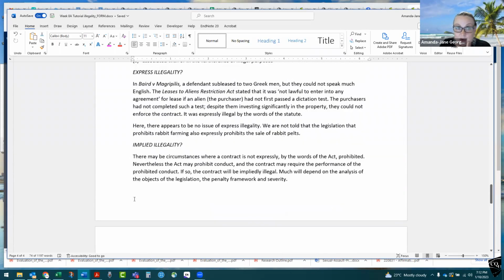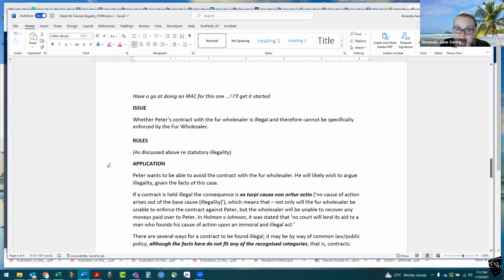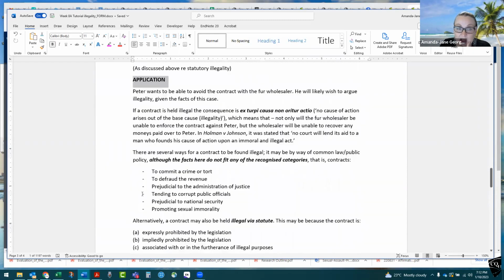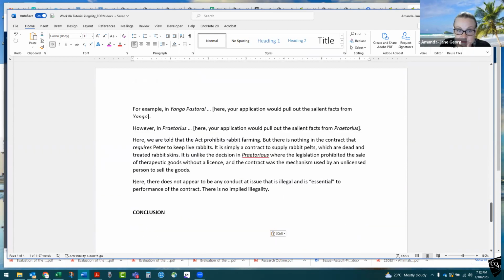So that's why this is called the application section. You apply the law to the facts. Here, we're told that the Act prohibits rabbit farming, but there's nothing that requires Peter to keep live rabbits. The contract's simply about pelts. So it's not like the decision in Pretorius, that Therapeutic Goods Act case that I told you about. It doesn't seem like it's going to be impliedly illegal.